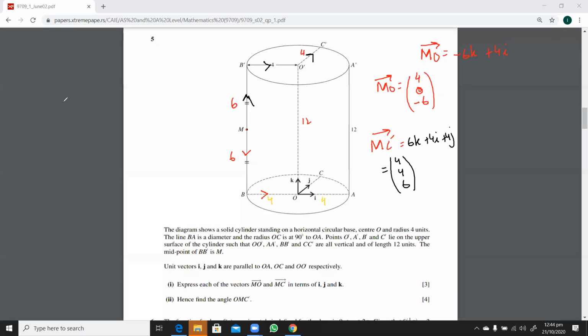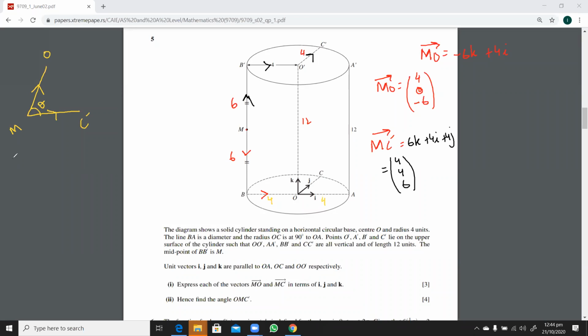Now this was your first part. The second part says, hence find the angle OMC dash. Good students will always draw this on the side. If you look at this name OMC dash, that means M is a vertex of this angle, okay? Now both the vectors should either be directed towards M, or they should be directed away from this vertex. So since we have got this MO and MC dash, we'll keep it like this. So we're going to find this angle theta over here, okay?